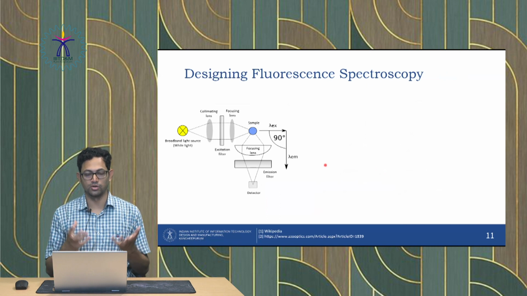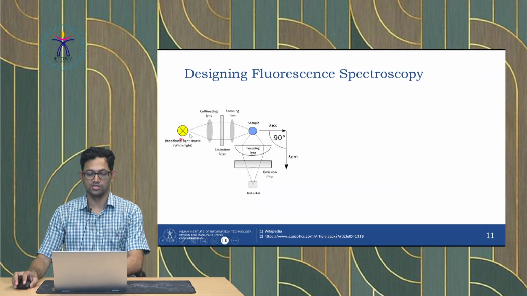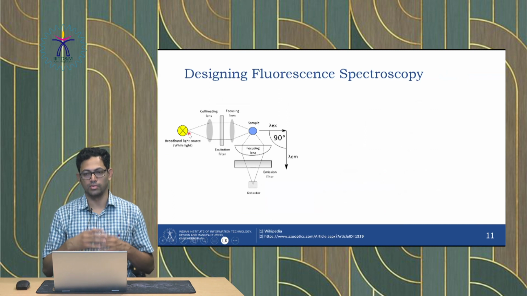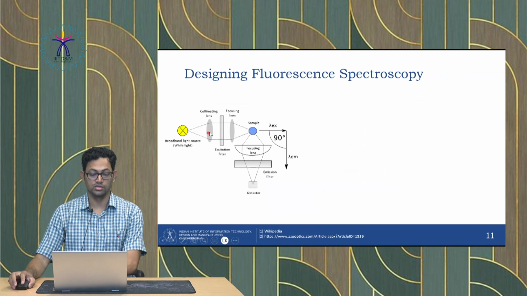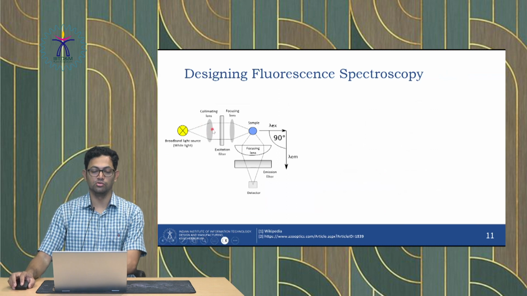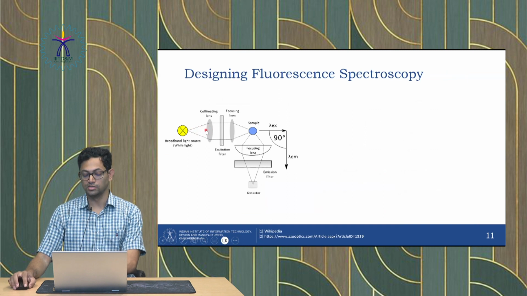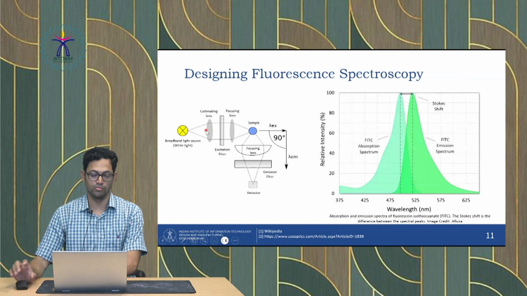Okay, so let us see what are the steps of designing a fluorescence spectroscopy tool. The first thing is the broadband light source, or as I said, an LED light source. Any one of those you can actually use. Then is the collimating lens. So you need to know the focal length of the collimating lens, and then choose it and keep it that particular distance away from your light source.